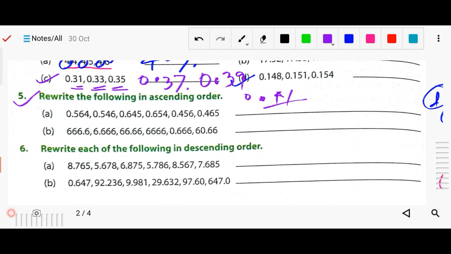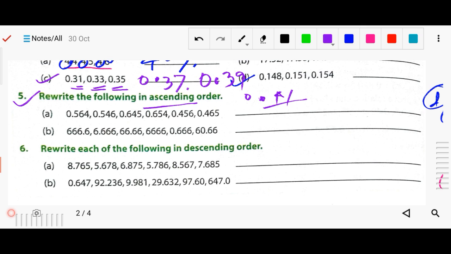Now next, rewrite the following in ascending order. Ascending order means first we write the smallest number, then the next greatest, and likewise, from smallest to greatest. We start with the smallest and it will increase. So that is your ascending order, you can also say increasing order.